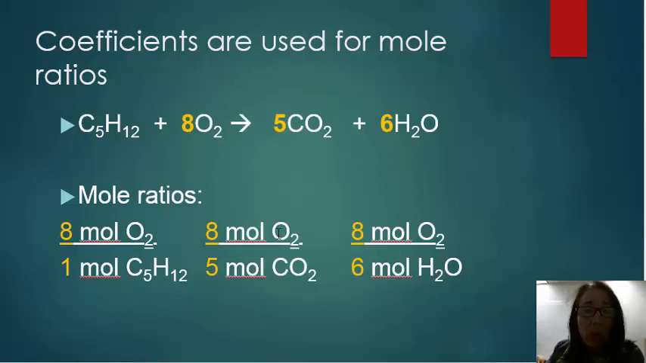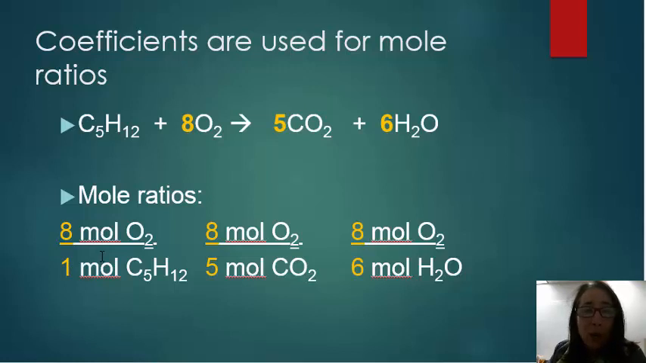For these 3 mole ratios, I just chose arbitrarily to have oxygen in my numerator. So 8 moles of oxygen. Where did that come from? The balanced chemical equation. 8 moles of oxygen will react with 1 mole of pentane. Where did that come from? The balanced chemical equation. So what I'm doing is I'm comparing 2 chemicals to one another. The coefficients come from the balanced chemical equation.